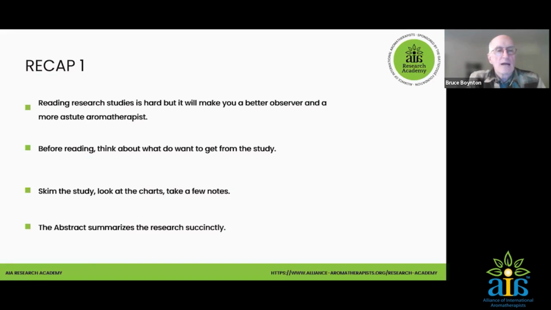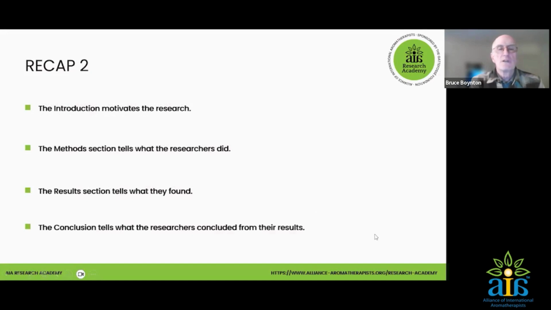Fourth, the abstract summarizes the research succinctly. The introduction motivates the research. The methods section tells what the researchers did. The results section tells what they found. And the conclusion tells what the researchers concluded from their results.